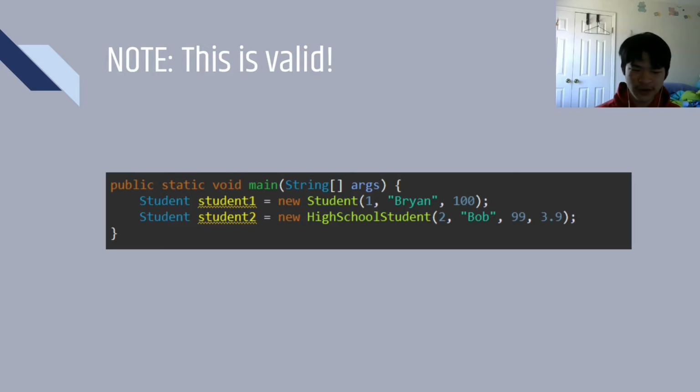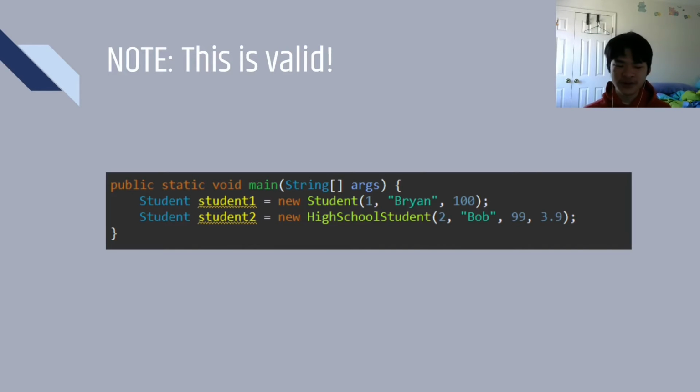Now, you're probably wondering at first glance, well, of course, Brian, this is obviously a valid line. But notice that the second line says student2 equals new high school student. We're creating a student using the high school student constructor. Now, this is valid because a high school student is a subclass of a student. So you can use a subclass's constructor for a superclass's object. All right, so that's pretty cool and all.